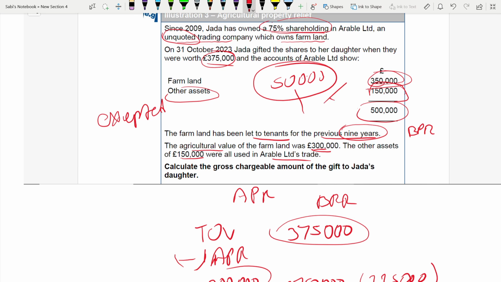BPR will not be available. Why? Because if you see the information, this farm was not owned. It was let to the tenant. It was tenanted. It was not owned and farmed by Arable Limited. That's why we are not giving BPR for that development value. BPR is only available for other assets because they have been used in the business. They told us that other assets of 150 were all used in their trade. That's why we can give BPR.